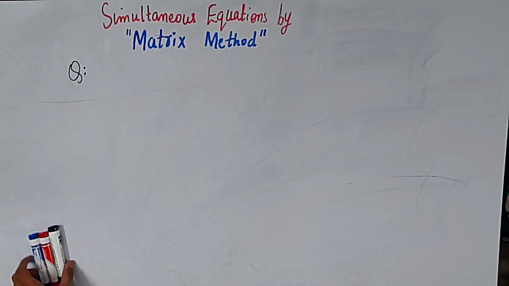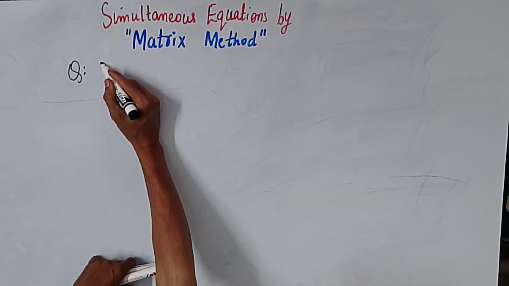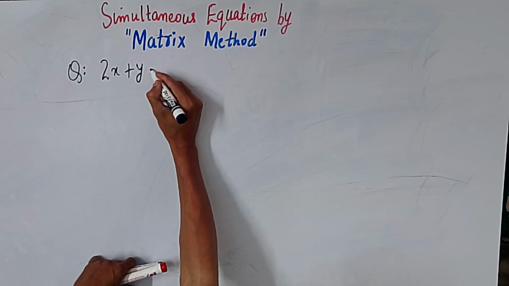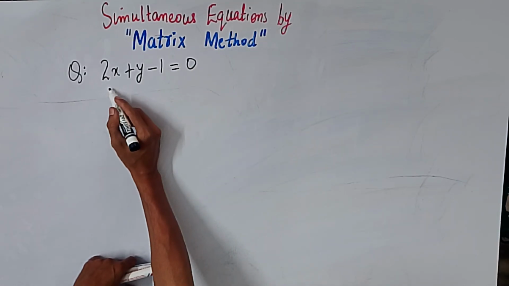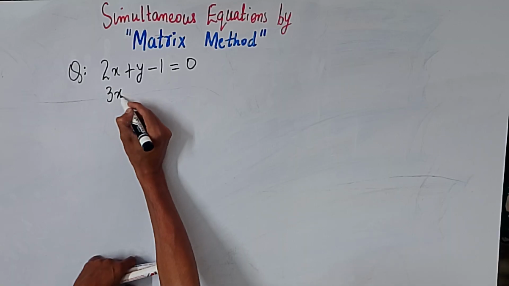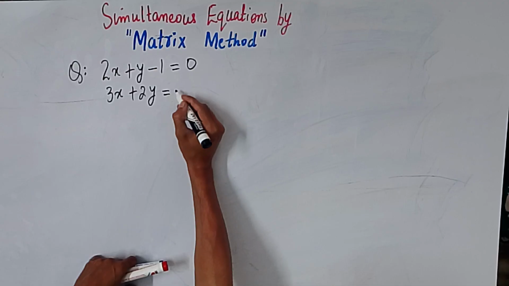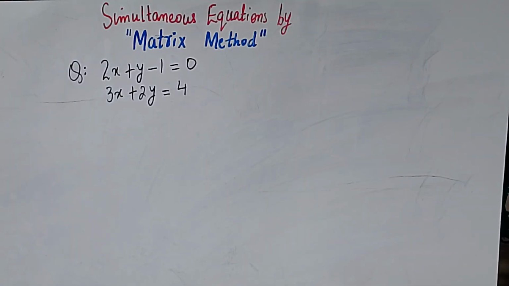So first of all, let's say we have a question in which there are two linear equations given. So we have two equations. First one is 2x plus y minus 1 equals to 0. Second one is 3x plus 2y is equals to 4. So we have these two equations. There are two unknowns x and y.